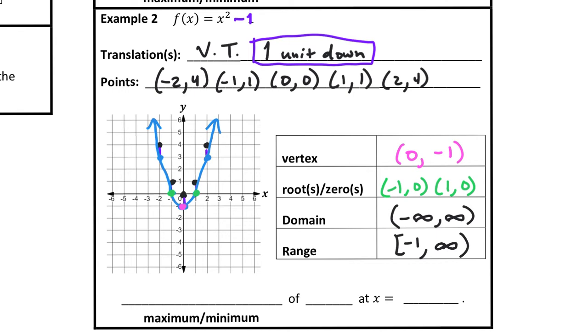And then here we have a minimum of a y value of -1 at an x value of 0. So how low does the graph go? It goes to a minimum of -1 at a location of x equals 0.